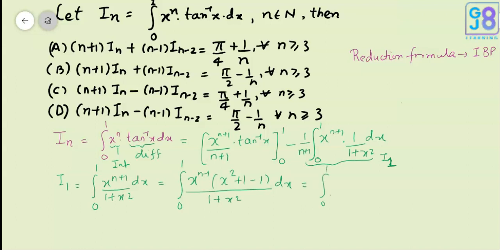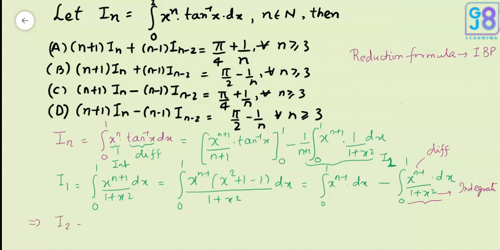Once we do this splitting, we'll have one integral as x to the power of n minus 1 dx from 0 to 1, minus the integral from 0 to 1 of x to the power of n minus 1 over 1 plus x square. Now, the original integral had tan inverse x in it. So once again I'll apply integration by parts on this integral. Let me denote this integral by the symbol I2, and I'll take the numerator function x to the power of n minus 1 as the function to be differentiated and 1 over 1 plus x square as the function to be integrated. As you can see, I have denoted it by I2.